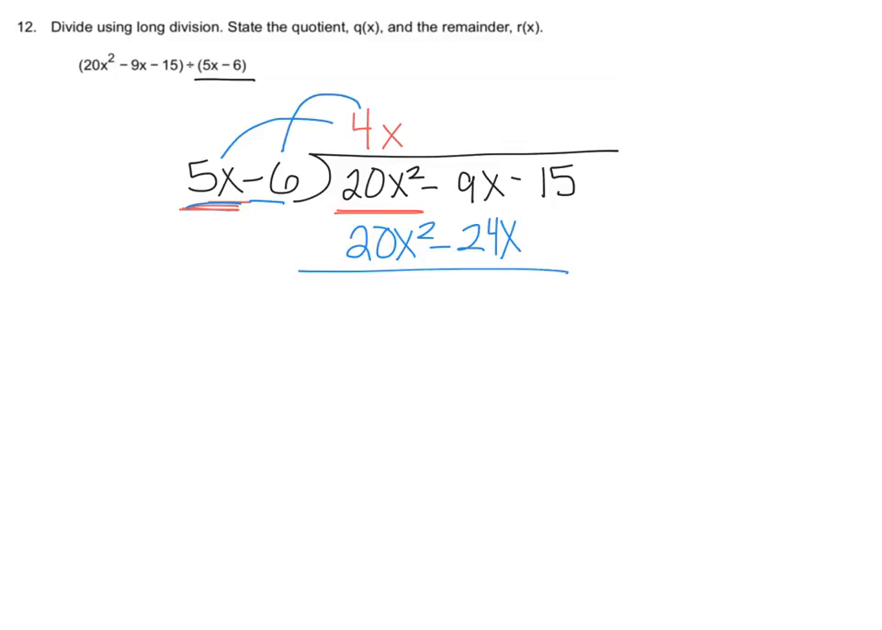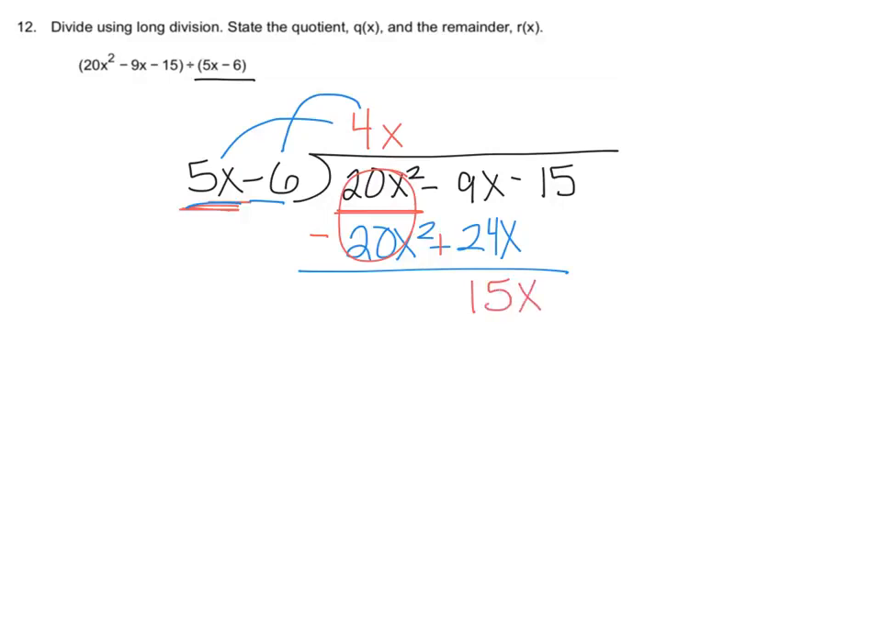Now that we multiplied, we're going to subtract or change signs. That means that I'll subtract the 20x squared and I'm going to add the 24x. So just change the signs of each term. Now we'll combine like terms. 20x squared minus 20x squared is 0, and then a negative 9x plus 24x gives me a positive 15x.